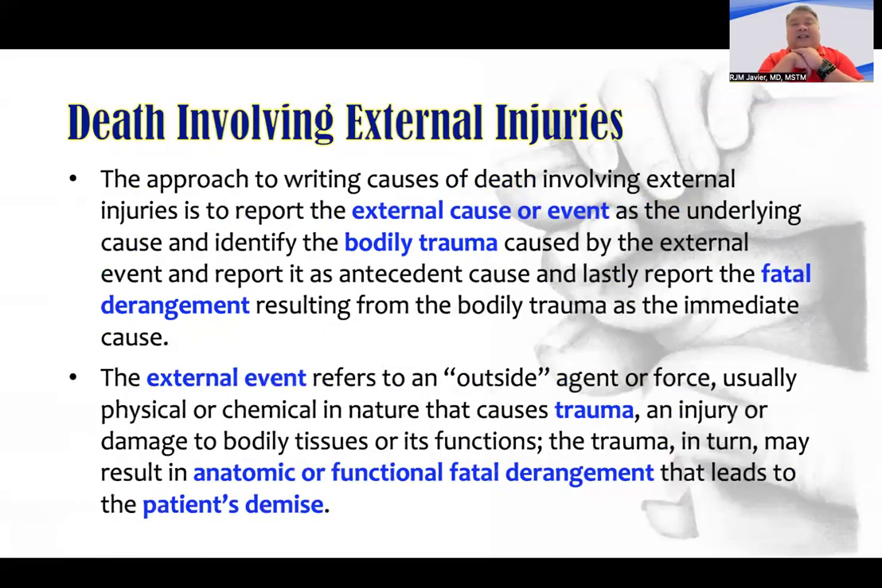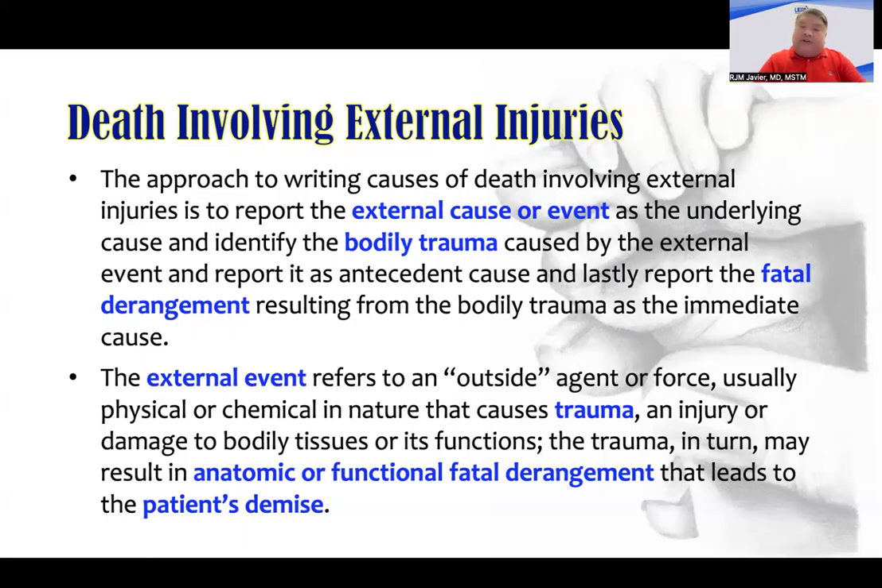Now, what about deaths involving external injuries? The approach to writing causes of death involving external injuries is to report the external cause or event as the underlying cause, and to identify the bodily trauma caused by the external event and report it as the antecedent cause. And lastly, report the fatal derangement resulting from the bodily trauma as the immediate cause.